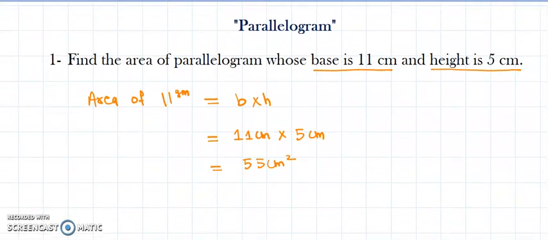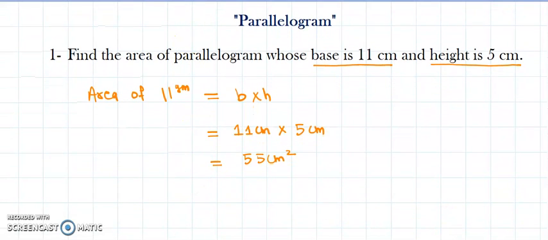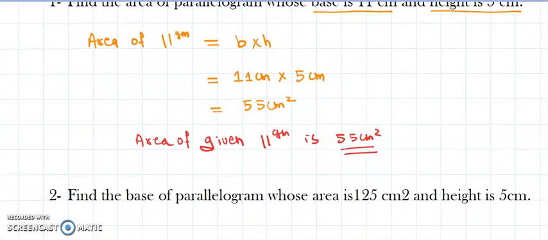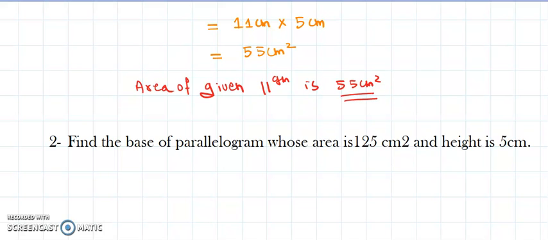So we have got the result: the area of the given parallelogram is 55 centimeter square. That's the answer of the first type of question related to the area of parallelogram. Let us move towards the second kind of question.